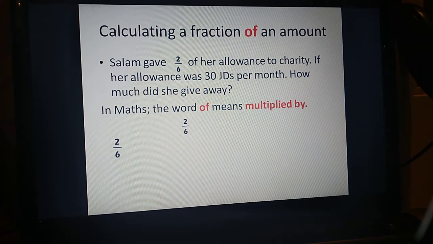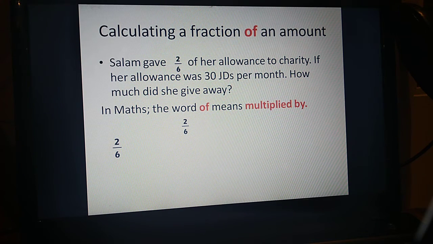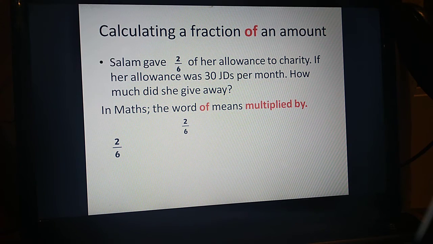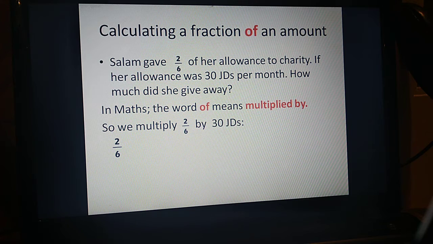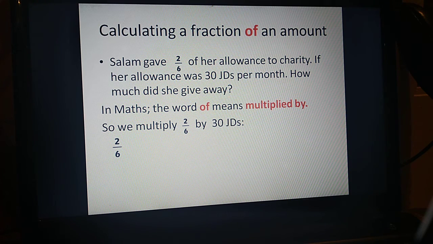In math, the word of means multiplication. So what you should do is simply multiply the fraction 2 out of 6 by the monthly allowance, 30 JDs. Just replace the word of with multiplication. That would be 60 out of 6, which is 10 JDs. So what Salam gave away is 10 JDs.